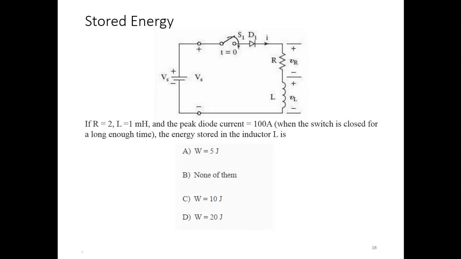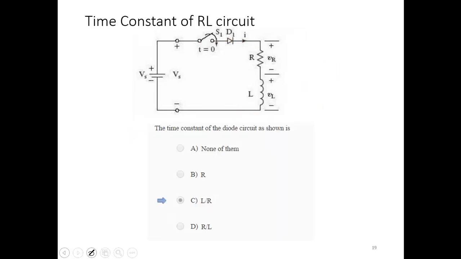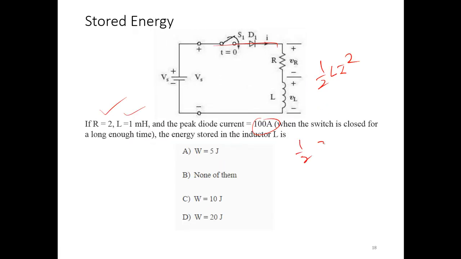Once you have this current, once the switch is closed, and you know the L, once the current is there, you know how much energy will be stored. The energy of an inductor is half I L square, and the energy of a capacitor is half C V square. Then you know the L, you know the I, so you can find out how much energy will be stored from that. Agree? These are the basic concept units.